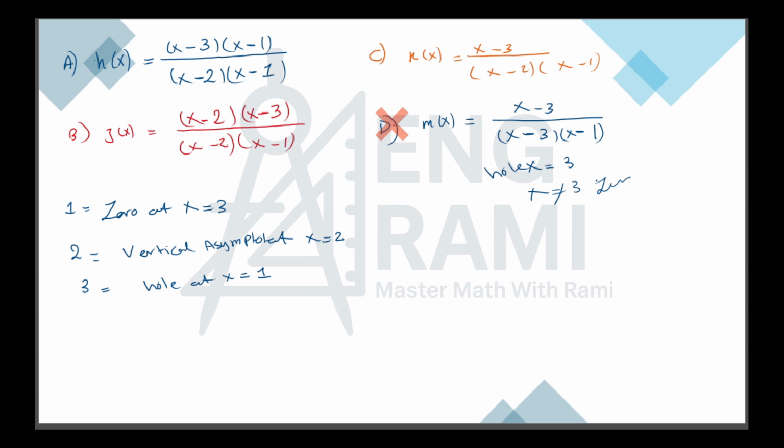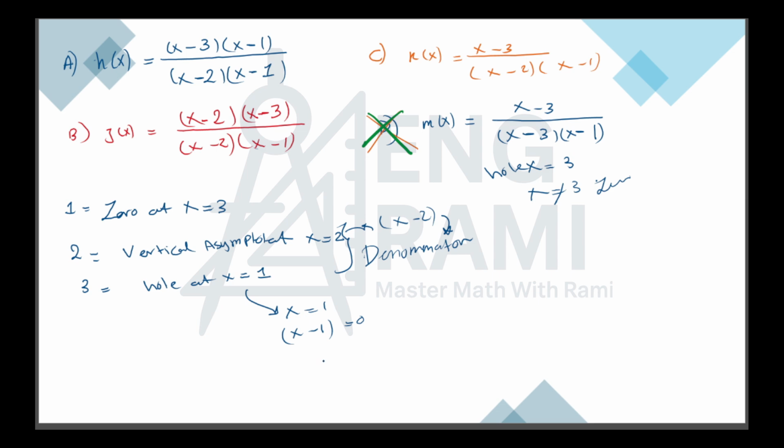With respect to choices 2 and 3, we have to look at the denominator. For a vertical asymptote at x equals 2, we have to look for (x - 2) in the denominator. We have it in this one, this one, and this one, so we cannot eliminate any yet. A hole at x equals 1 means x - 1 equals 0. This is what we are looking for.